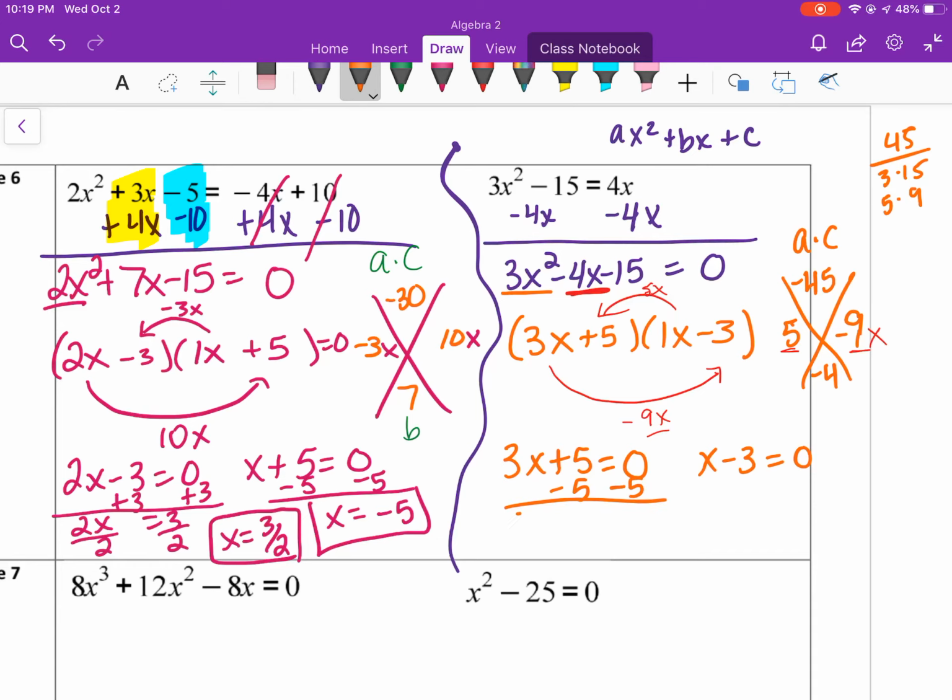Subtract 5 from both sides. This is a two-step equation. Again, divide by 3, and x equals negative 5 over 3. This time we would not want to write that as a decimal because negative 5/3 is negative 1 2/3, which is 1.6 repeating. So we're going to want to leave it exact as an improper fraction. The second one I solve by adding 3 to both sides, and I get x equals 3.